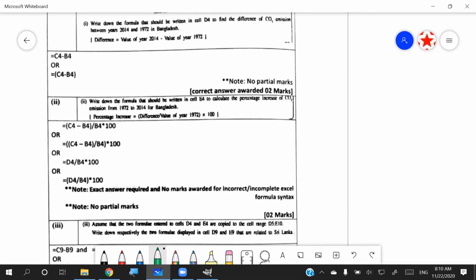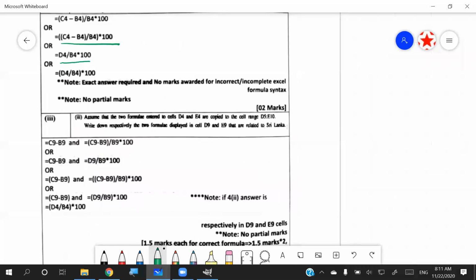Or you can go with the brackets in these ways, as it shows the second answer. And in the third answer, you have directly taken the D4, because D4 indicates the difference, right? And multiplied by 100. So if you got anything like this, you can have 2 marks for that.